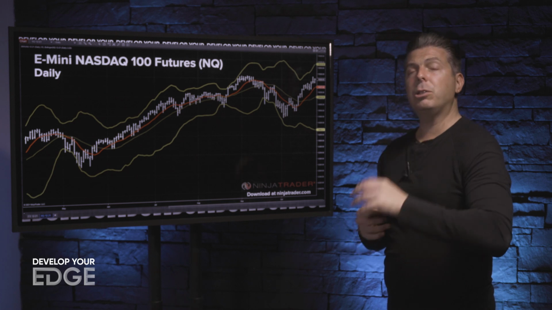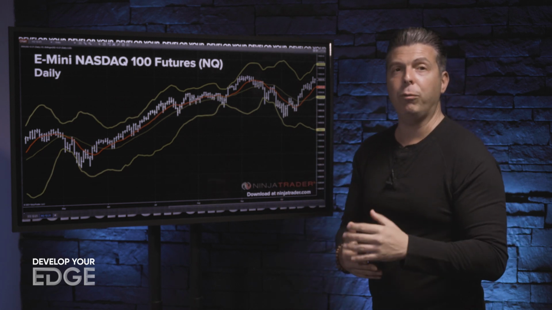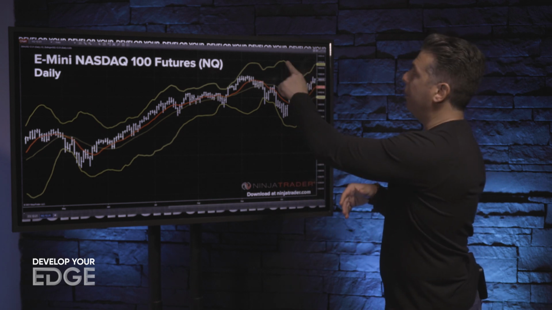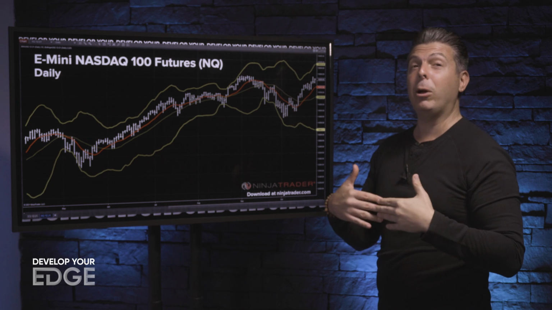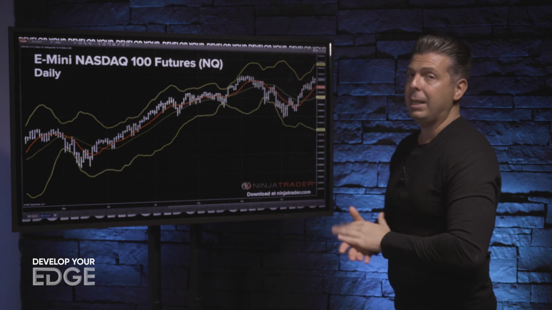Now, first let's talk about targets, right? Because that's what everybody always seems to look for. And the targets I use for every market that I trade are the peaks of the Bollinger Bands. That's where I think a market has potential to go. So as you can see here in the Nasdaq, it's 16,200.